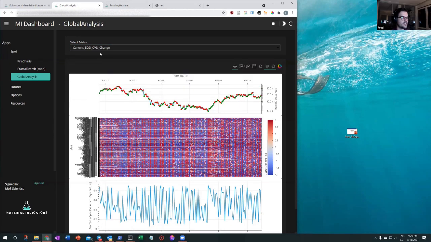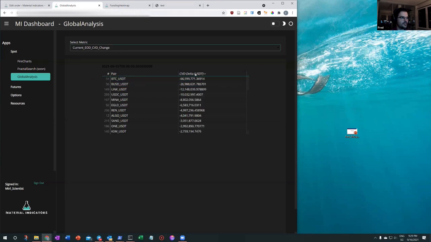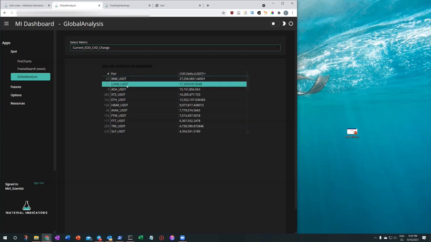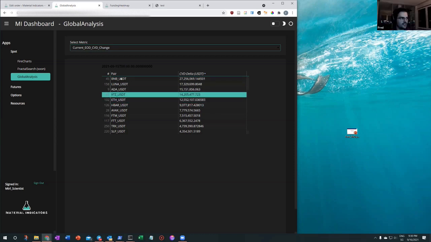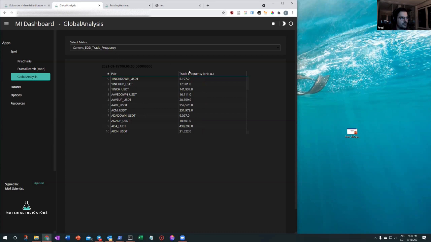So there's actually the tables for the CVD, so you can track the order flow for the last day. That's for yesterday at the daily close. You see that BTC was most sold at 66 million, and BNB was most bought at 27 million. Then it was followed by Luna, ADA, XTZ, and I should probably also add the daily price change. Then the same thing with the trade frequency.